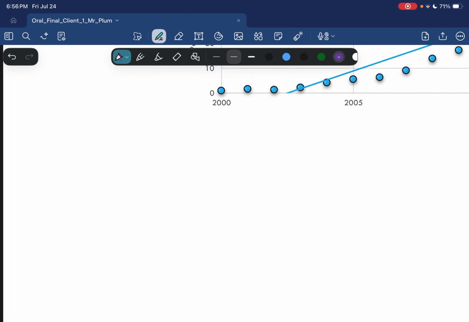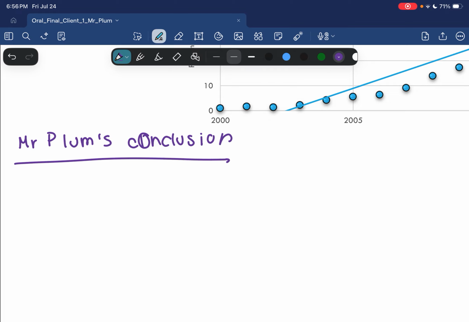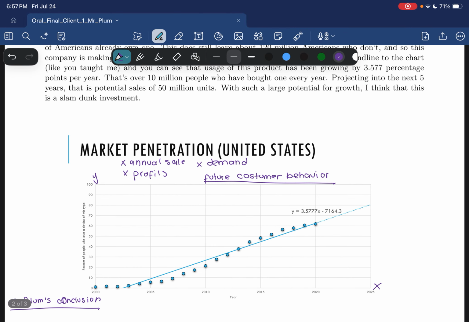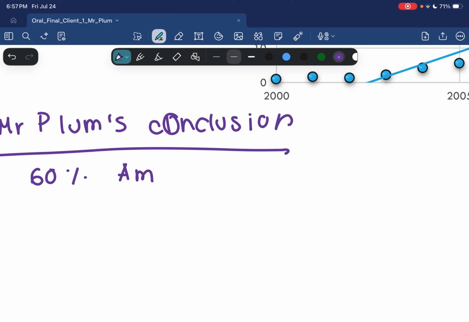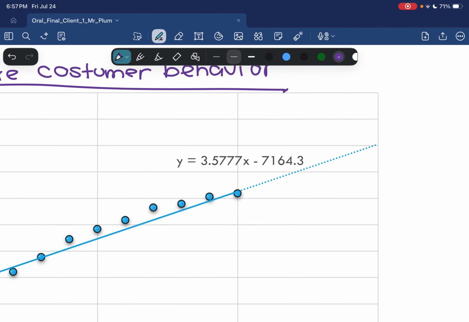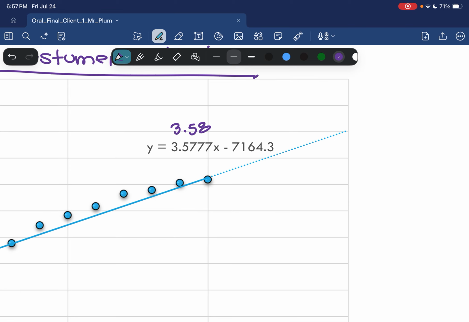So I'm going to explain right now Mr. Plum's conclusion. Mr. Plum observes that approximately 60% of Americans already have the device. And he also noticed that the trend line has a slope of approximately 3.58, let's round it, percentage points per year.